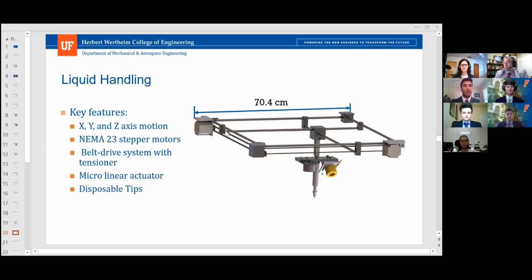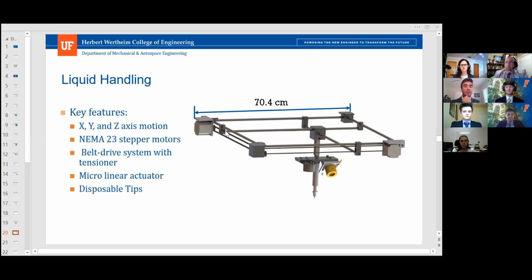Okay, so here we have our liquid handling system. Our liquid handling subsystem consists of 2 main subassemblies. The first of which is going to be the linear framework. The second of which is our pipetting system. So our linear framework assembly is going to include 2 belt drives.